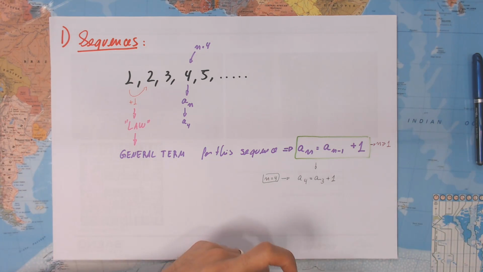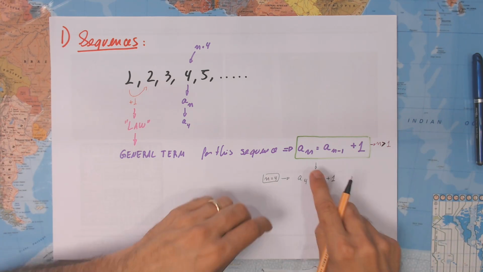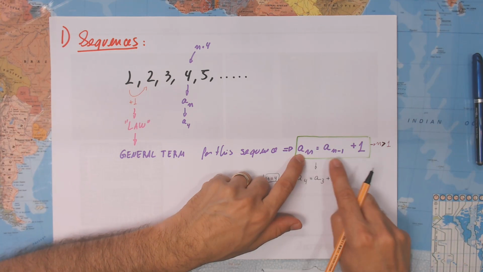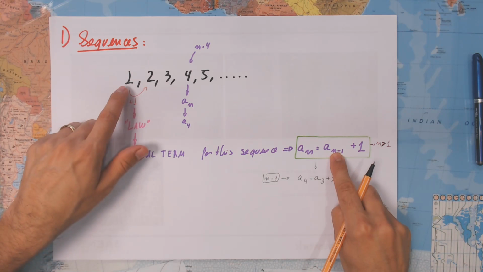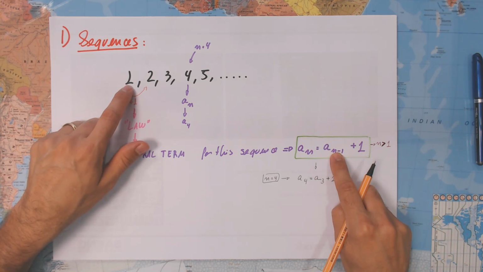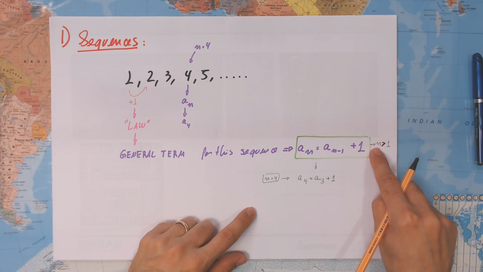No, sorry, just bigger, right? It can't be 1. That's what I am saying. It can't be 1 because if it's 1, look, A1 equals A0 plus 1. We don't have A0. We don't have the 0 term. We have the first term. So this formula is going to work for n bigger than 1.